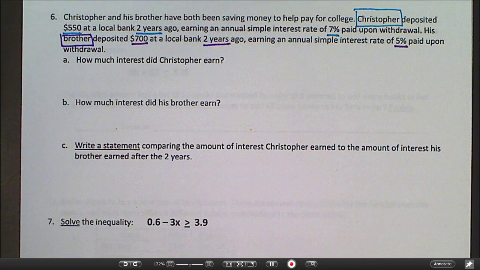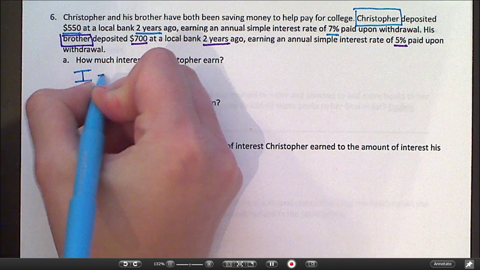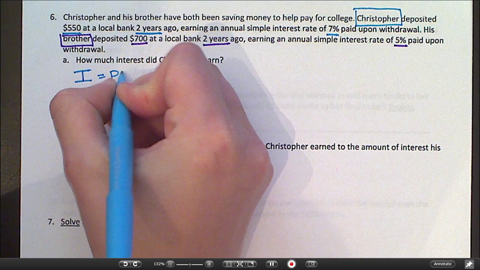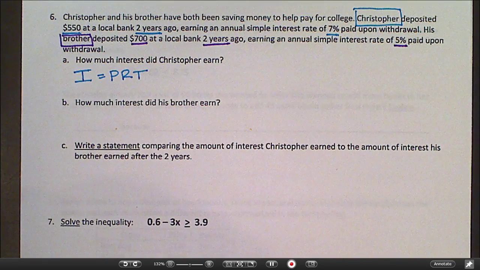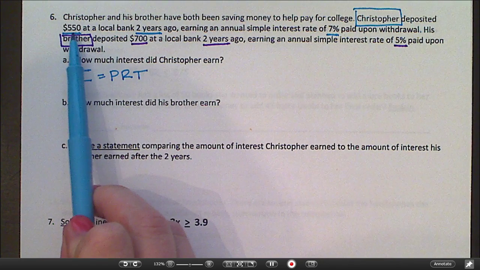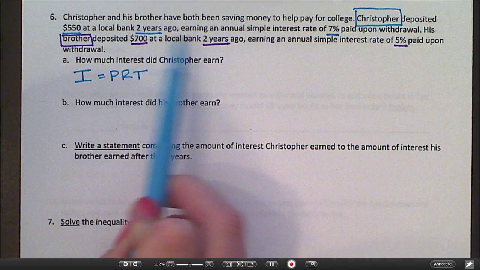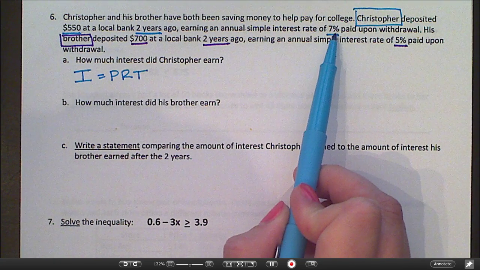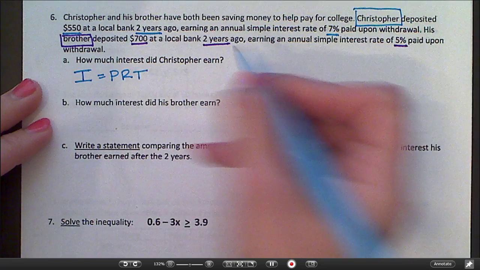Part A says, how much interest did Christopher earn? Well, let's look. We remember our formula, interest equals principal times rate times time. And I look up here, I see my principal is $550. That's how much we started with. The rate is 7%, and the time is 2 years. So we're just going to start plugging this in.